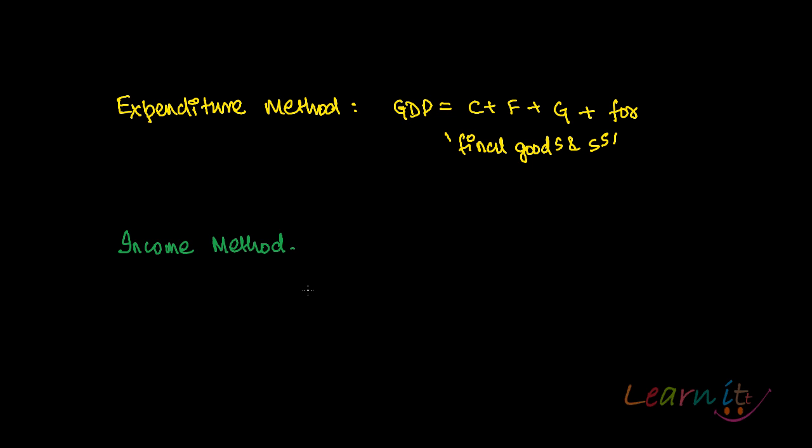Okay, what happens in the income method? You take up the income from labor, that is, you calculate what is the income from labor, which is wages, salaries. There are some benefits which are paid to the workers. Then you calculate the capital income. Capital income is in the form of profits, in the form of rental income, in the form of interest income.